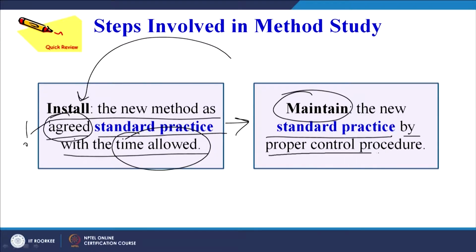Once we have installed this method, we have implemented this new method, then we have to maintain it. Maintain the new standard practice by proper control procedure, and one of the control procedures can be the regular audit. So we can do the regular audit and try to figure out whether the workers are performing the task as per the standard practice given to them, according to which they have been trained. So these are the two very important points.